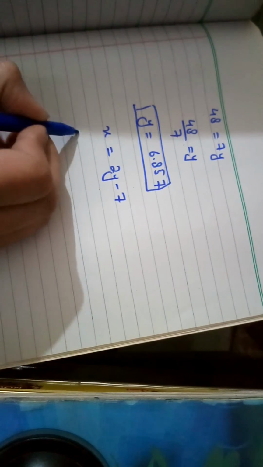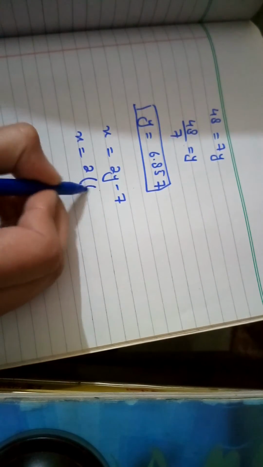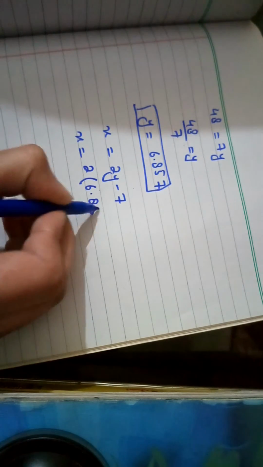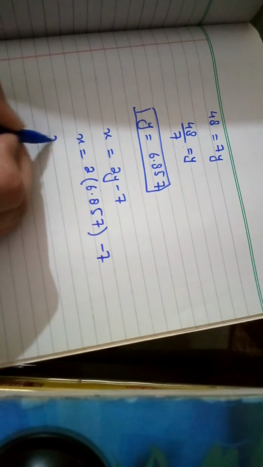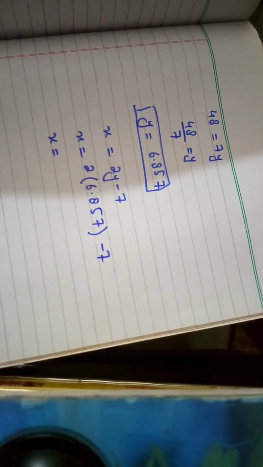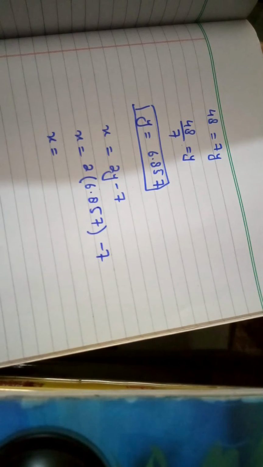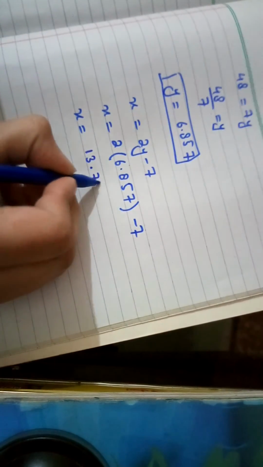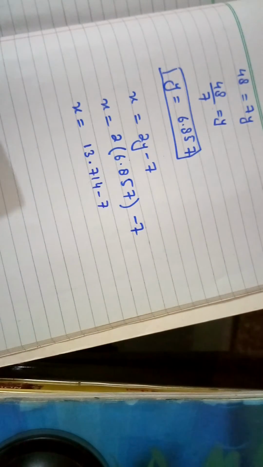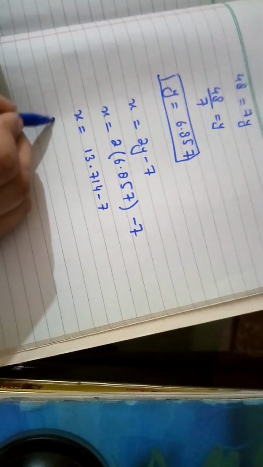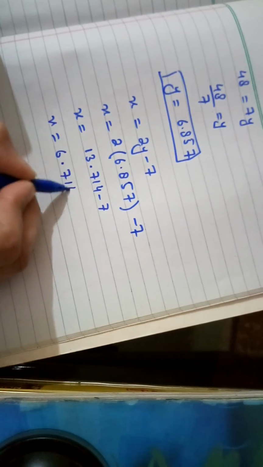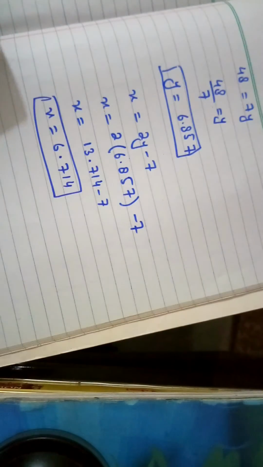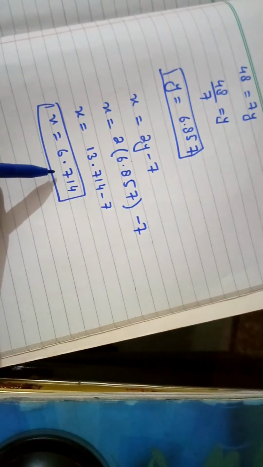x in terms of y, put this value here. x is equal to 2 times 6.857 minus 7. x is equal to 13.714 minus 7. Answer is 6.714. Okay. Your first number x is equal to this and second number y is equal to this.